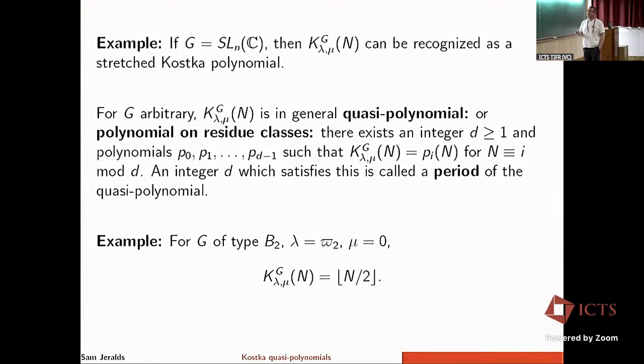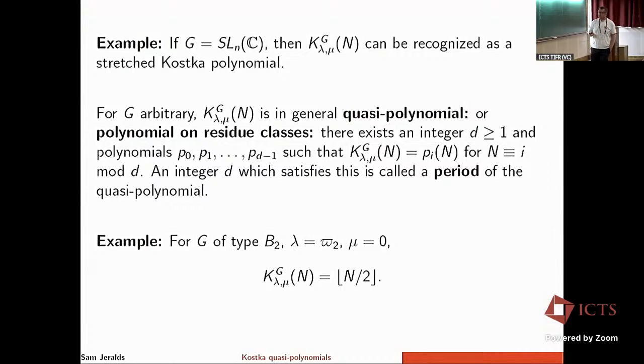You can also say it's a polynomial, but the coefficients are themselves functions with a particular period. But I always just think of it as a collection of polynomials, one on each residue class, that captures this growth. And any integer which satisfies this property we call a period. Periods need not be unique. If you take your favorite polynomial, you could write it as a quasi-polynomial of period 17 if you wished. But it may not be particularly interesting. But these periods are not unique in general.